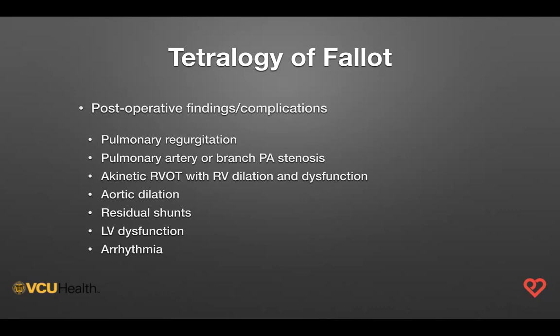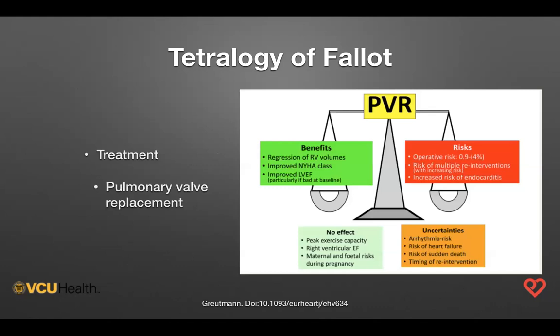We can have residual shunts, mostly through the RV, but it's important to look for these residual shunts, as it also helps us decide on if these patients need endocarditis prophylaxis. We're trying to measure for LV dysfunction. So this is important to characterize. As the RV begins to decompensate and become dysfunctional, the LV also becomes dysfunctional. These patients often have arrhythmias, atrial as well as ventricular.